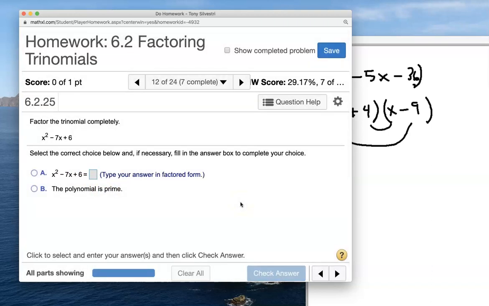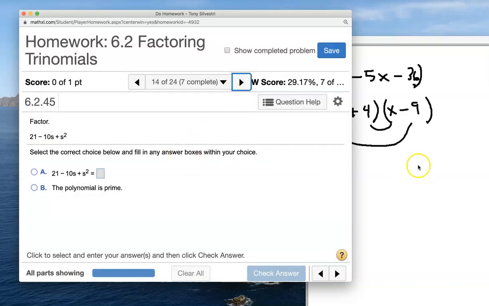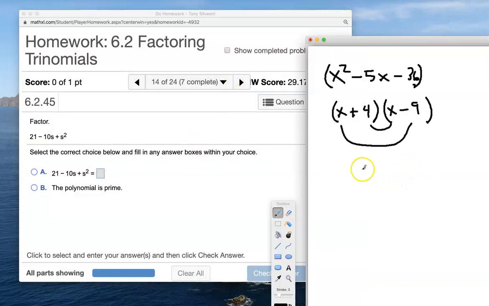Okay, halfway done with this guy. Well, you know what? I'm going to skip that one. Skip that one. I'm going to do this. I'm going to skip that one too. Okay, I'm going to go with this guy. I'm going to go with that one.